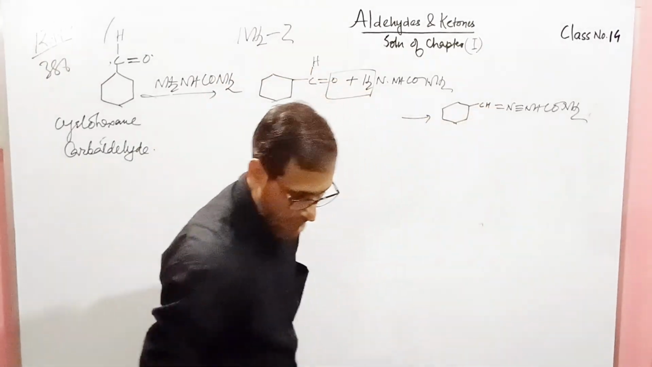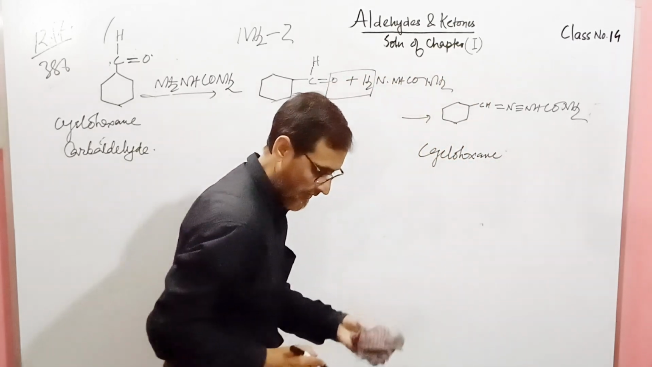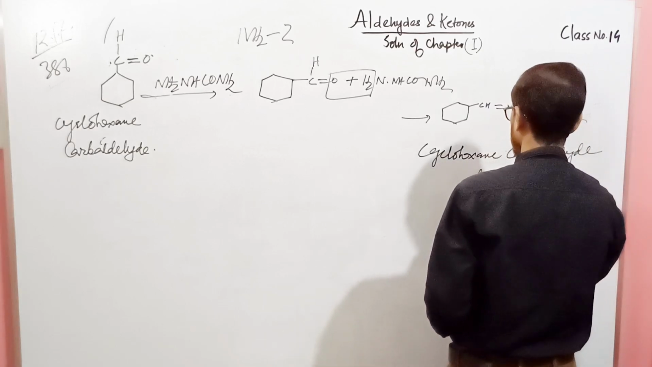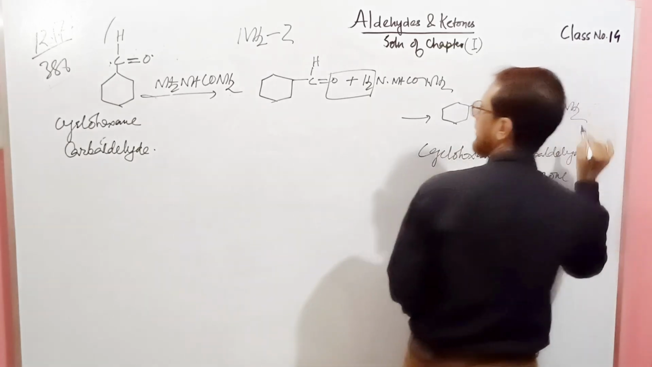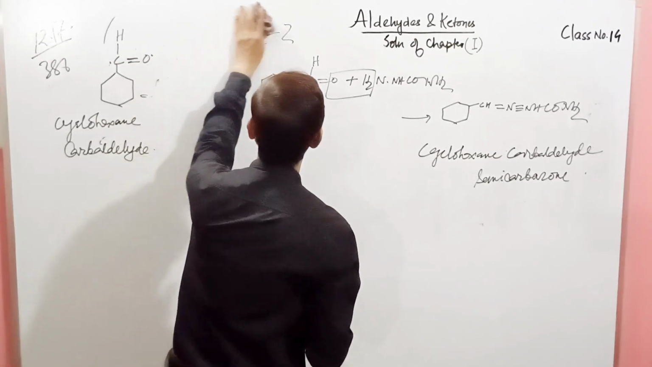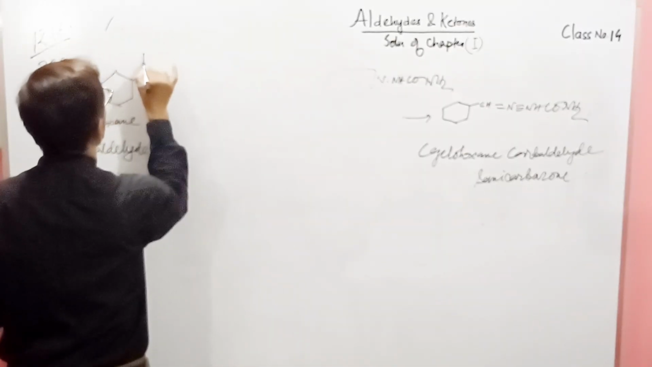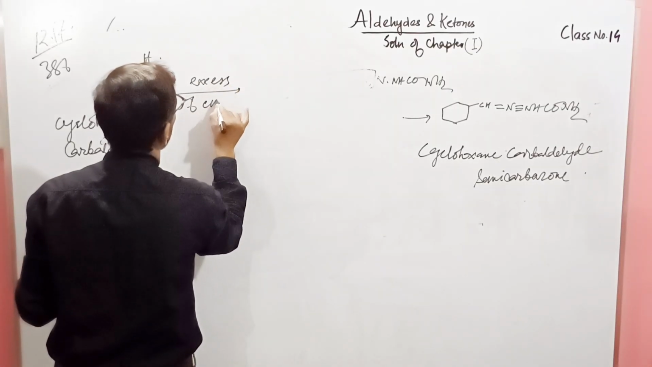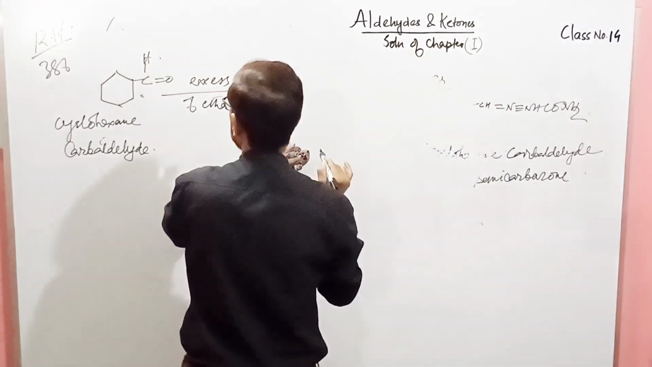Cyclohexane carbaldehyde semicarbazone. Am I right? So what is the next one? Ethanol. Let me write it in the proper way. Excess of ethanol. So what's happened here?